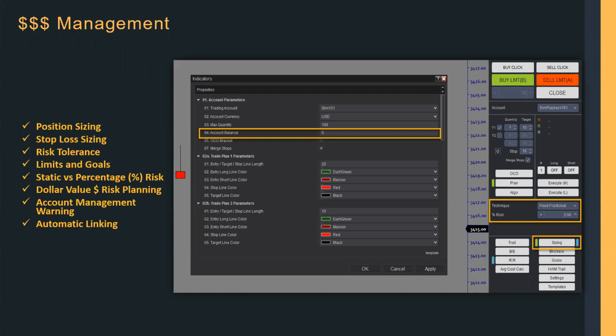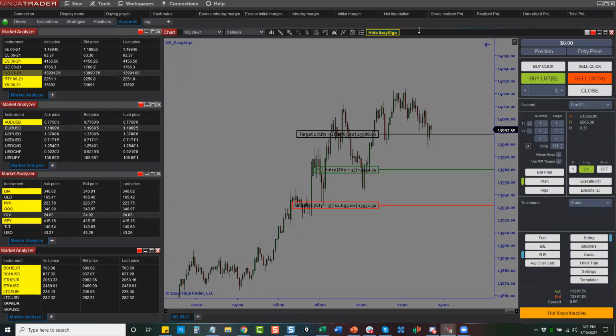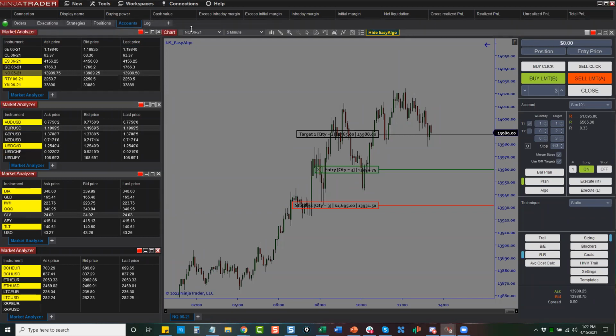You can link your accounts. Let's go in and take a look at what that looks like. So right now, I'm using a SIM account for this example, but I have my SIM account set to say 50,000. I think it's set to 50,000. Yeah, there's an account balance of 50,000, right? So let's do this for a second.